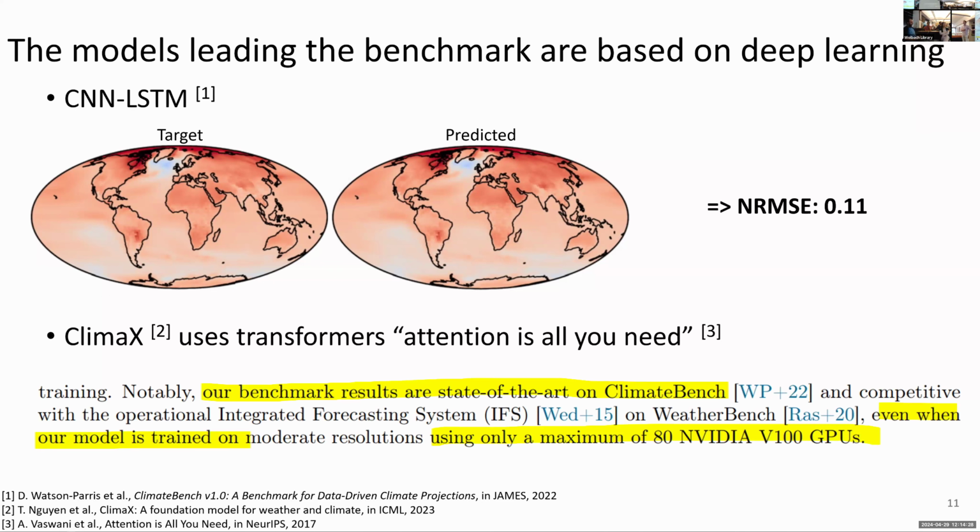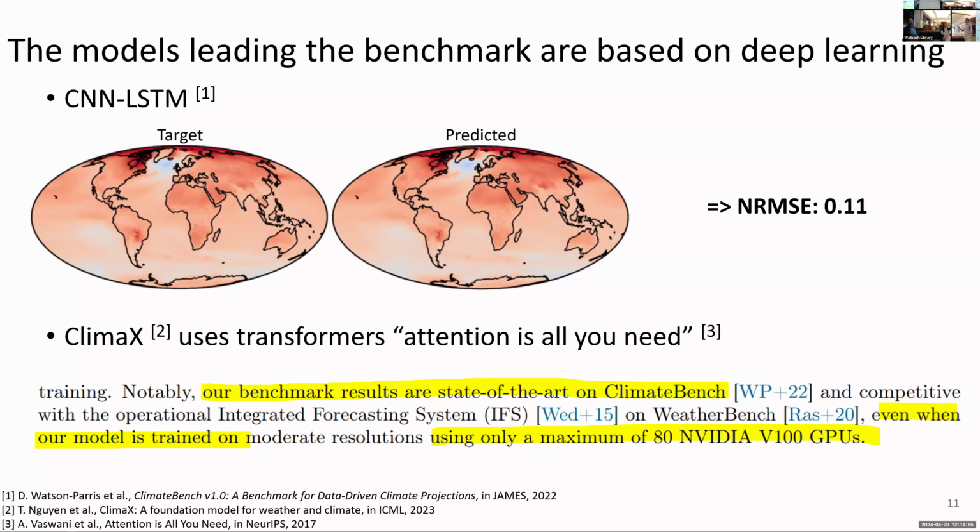The machine learning community picked this up, and then they developed a transformer-based model. Transformers came out in the paper "Attention Is All You Need", I think maybe 5 years ago, and by now it has 10,000 citations. It's going through the roof. But notably, when one uses these transformers, the benchmark results are state-of-the-art on ClimateBench, even when the model was trained using only 80 NVIDIA V100 GPUs.